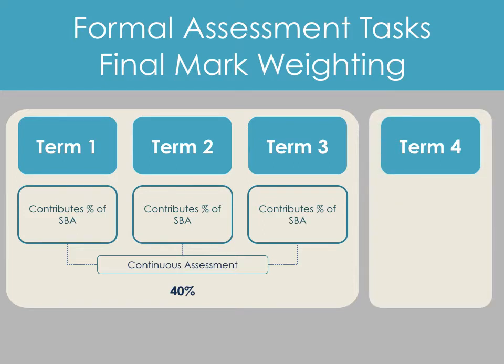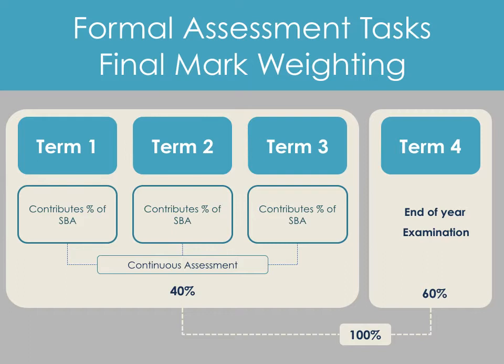Then in term 4, the learners will do an end of year exam, and this weights 60%. So together, the 40 and the 60% will give you the 100% total mark of what the learner achieves at the end of the year. And that percentage will then be converted into a code, and that will decide whether the learner is progressed or promoted. Now obviously this is done per subject.